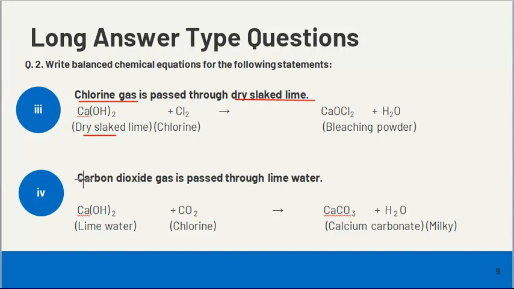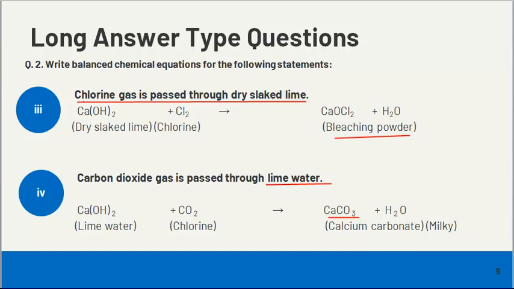Next is carbon dioxide gas passed through lime water. Lime water, that is calcium hydroxide. So calcium hydroxide reacts with carbon dioxide to form calcium carbonate and water, and this is a milky solution. Calcium is balanced on both sides. Oxygen 4 on the left side and 4 on the right side. Hydrogen 2 on the left side and 2 on the right side.